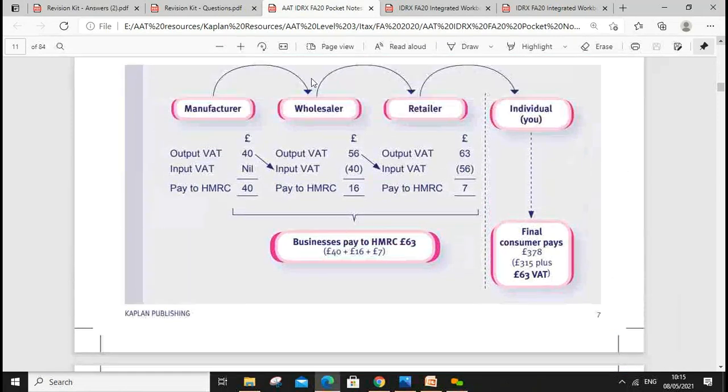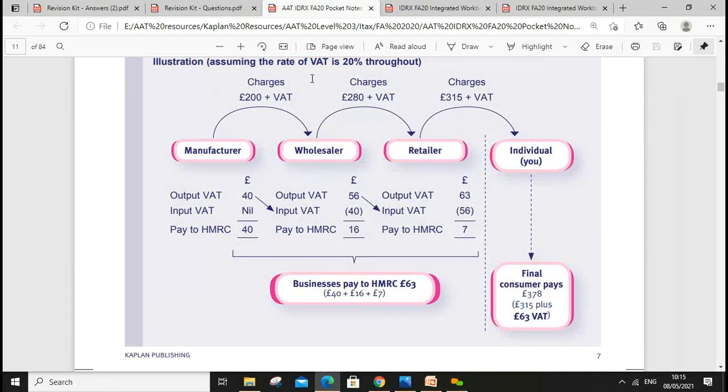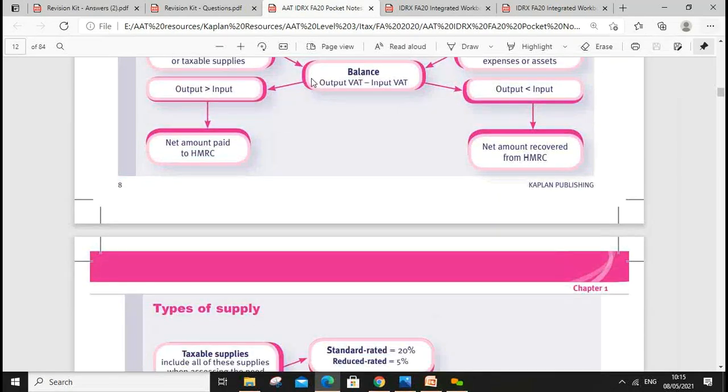Please, you will see there, what is manufactured has an output of 40 pounds, then they charge the VAT. Output 50 and the input was 40, and the total is paid to HMRC. Then ultimately it goes to the final individual. That can reach 370 because of the margin and part of the key, and then the VAT input will be there. So that is a good explanation for these.